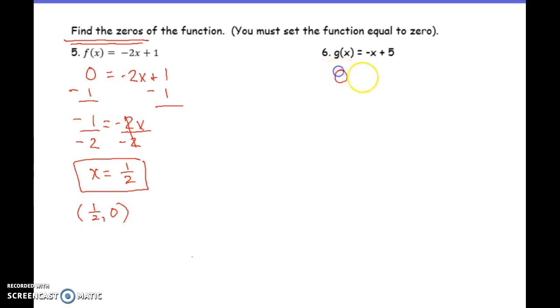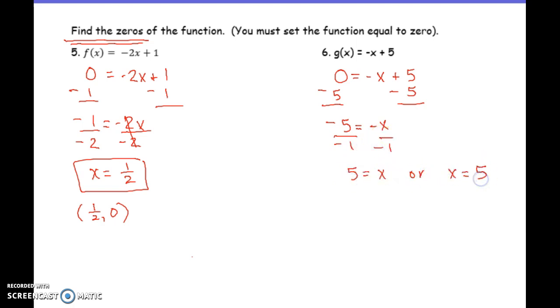Okay, we're going to set the output to be 0: negative x plus 5. We subtract 5 from both sides. Negative 5 is equal to negative x, divide by negative 1, and 5 is equal to x, or x is equal to 5. Okay, so our input of 5 would give us an output of 0. That would be the zero of the function.